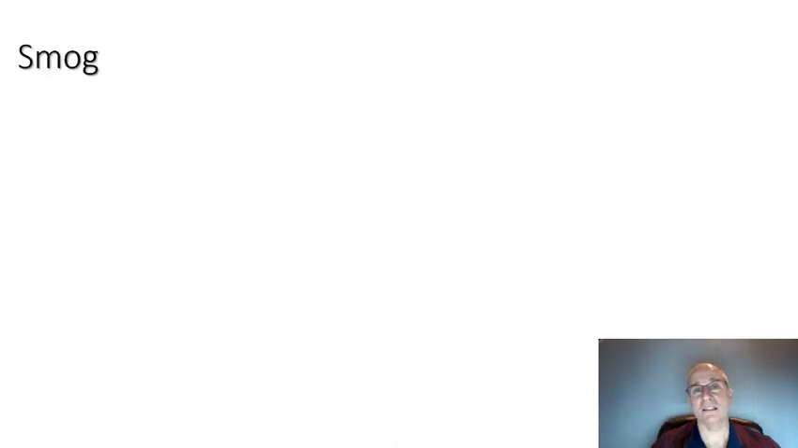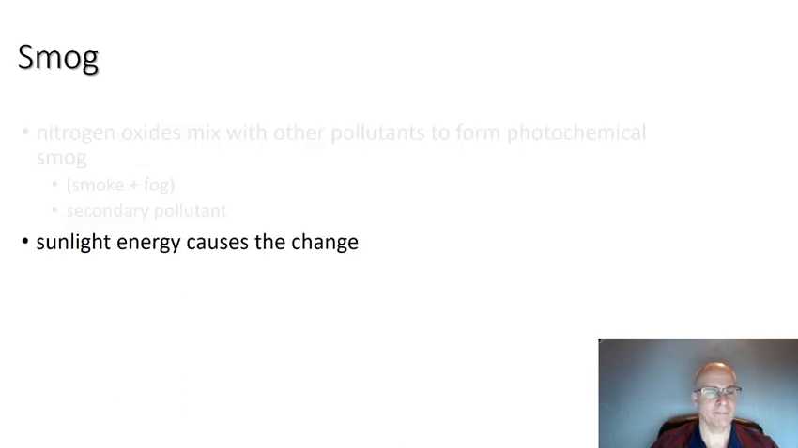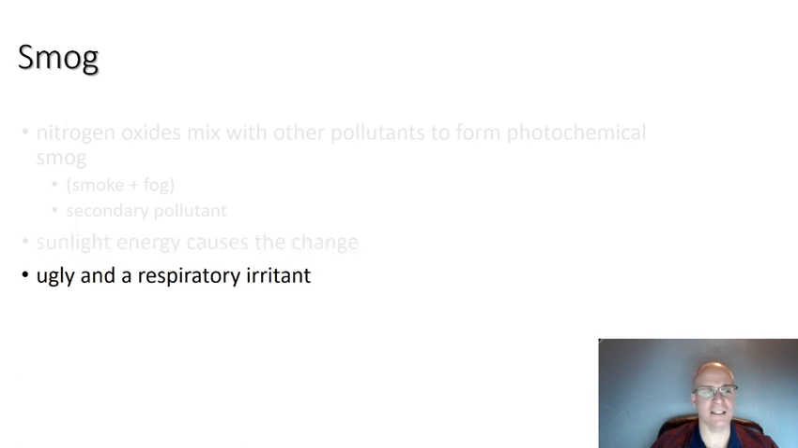So smog is a good example of a secondary pollutant. When nitrogen oxides mix with other pollutants, using sunlight energy to power all of this, you end up with something called photochemical smog. The photo meaning light from the sun, smog being a combination of smoke and fog. And we said sunlight energy is going to be responsible for causing this change, and smog is ugly.